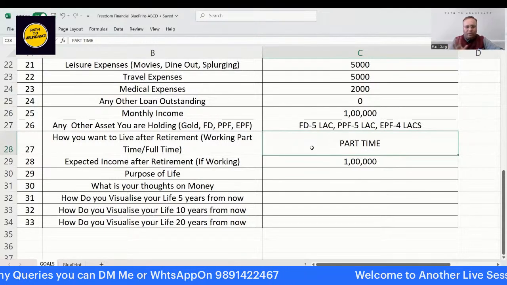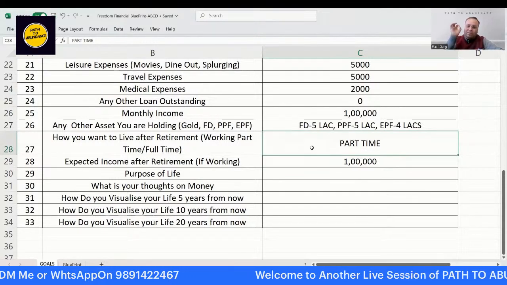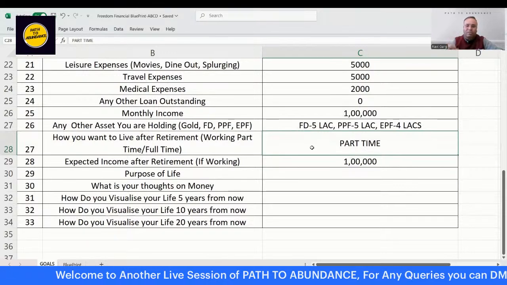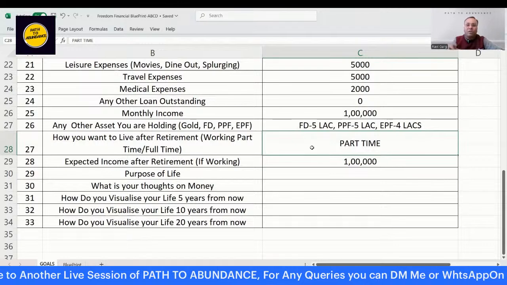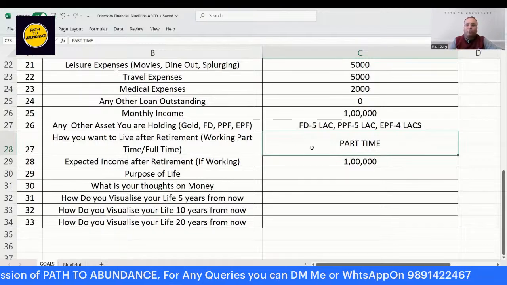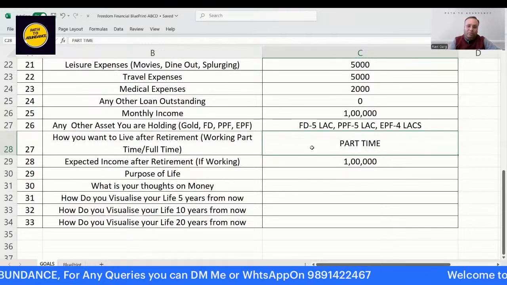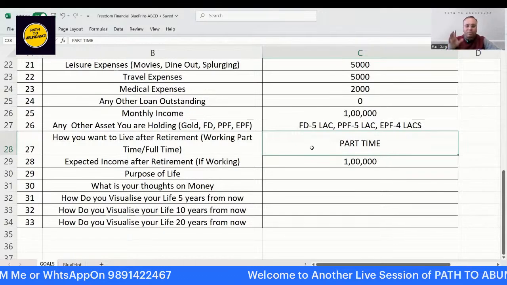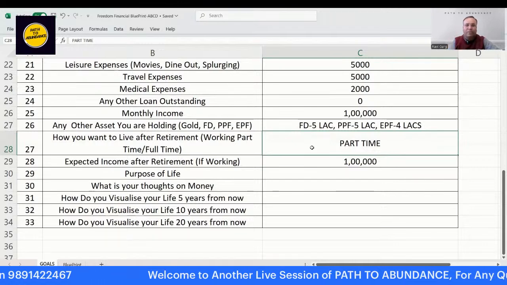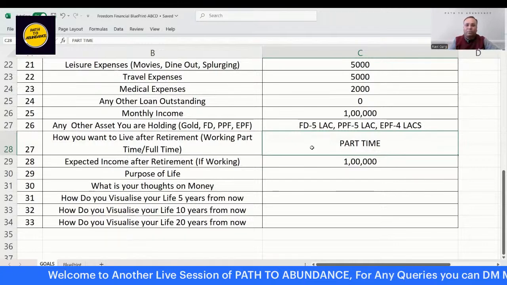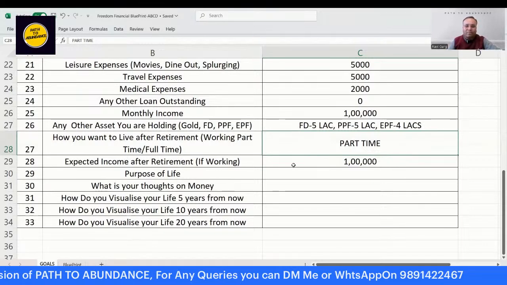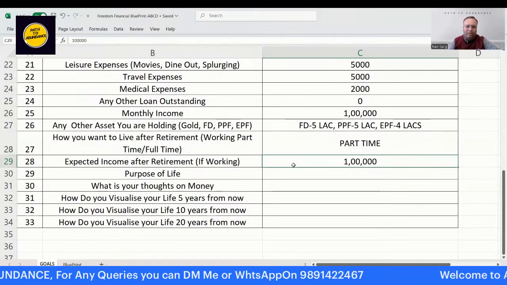Maximum people want to work after retirement, and this side hustle culture, the startup culture will boost your savings, will help you to save more, to earn more, and to secure your life in a better manner. So I always suggest everyone that please develop some side hustle, some passion, some hobby which will help you to garner more income after retirement. Okay. Expected income after retirement around 1 lakh.